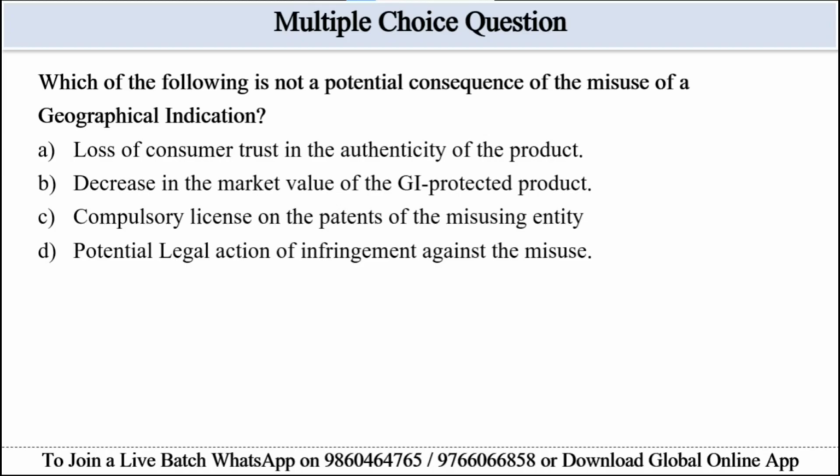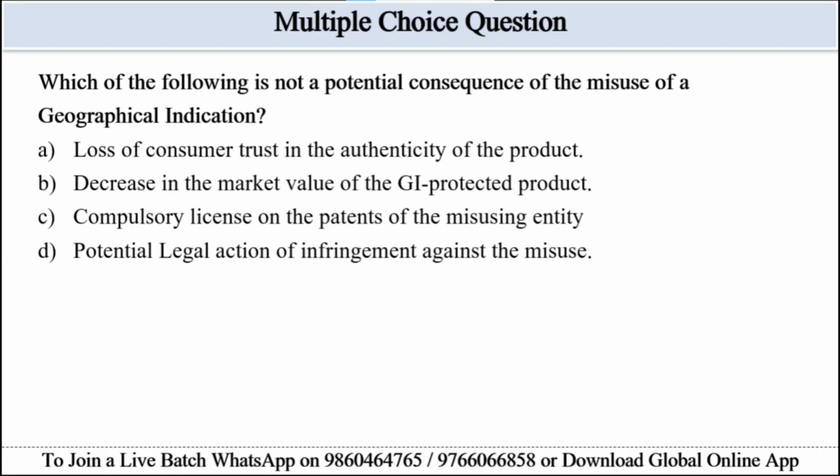So we can simply locate in the passage, misuse leads to loss of trust, and economic or brand value is also going to decline. The compulsory licensing relates to patents, not GI. So on the basis of this, we can eliminate option A, which says loss of consumer trust in the authenticity of the product, because loss of consumer trust occurs with GI misuse. In case of option B, decrease in the market value of a GI protected product, it will also be a consequence because a decrease in market value or brand dilution is going to occur.